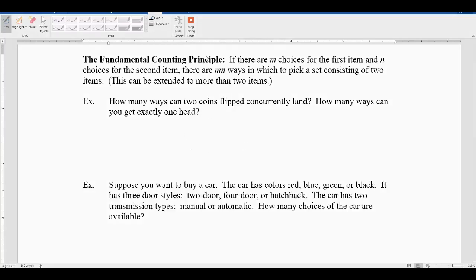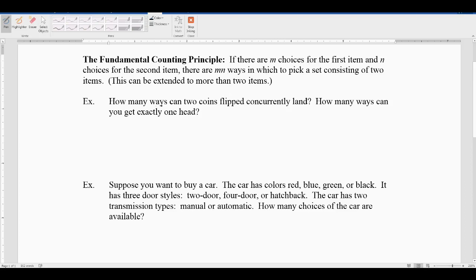The fundamental counting principle. It's a shortcut from the tree diagram. If you just watched a previous video of mine, counting methods video, I may have mentioned this. This is the easy way of doing some of the ones that I just did in that video. It says if you have m choices for one item, n choices for the second, that means to find the total number of choices, you multiply them together. And that can be extended to as many items as you have.